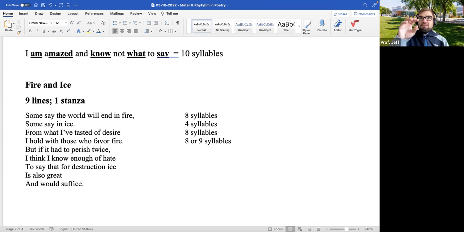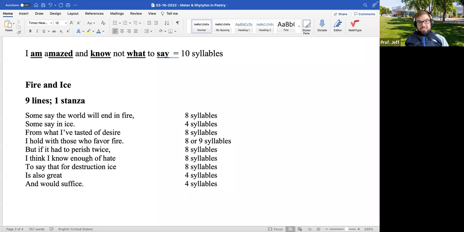Would you say fire or fire? Some words, you can kind of split it, right? One or two syllables. But if it had to perish twice, eight syllables for sure. I think I know enough of hate. Notice a pattern here, you guys, to say that for destruction, ice, eight, is all so great and would suffice.